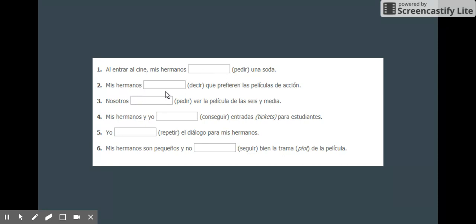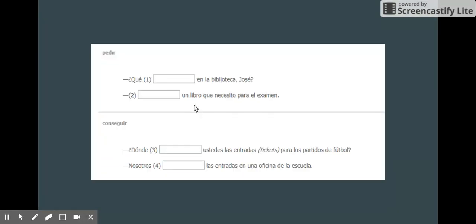Number two, mis hermanos, it's still ellos, and the verb is decir. So it would be dicen. Nosotros, since it's the nosotros form, it doesn't undergo a stem change. So it's nosotros pedimos instead of pidimos. It's pedimos. For the other homework, same exact thing.